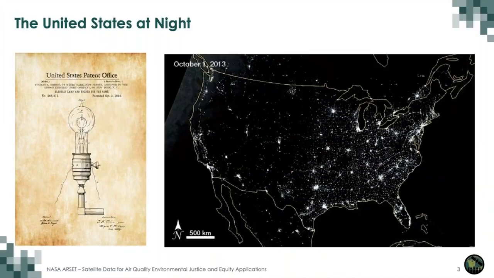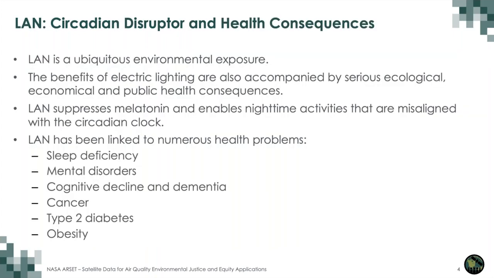So just a little introduction. As we all know, the nightscape of our planet has been drastically changed since the invention of electric lighting. On this slide, you can see this image of the United States that was taken in 2013. And you can see all the bright spots that indicate large cities with high levels of light at night. And you can also see little spots that are smaller cities and also the even smaller ones that line the major highways. So the reason that we're interested in light at night is first because it's everywhere. It's really this ubiquitous environmental exposure.